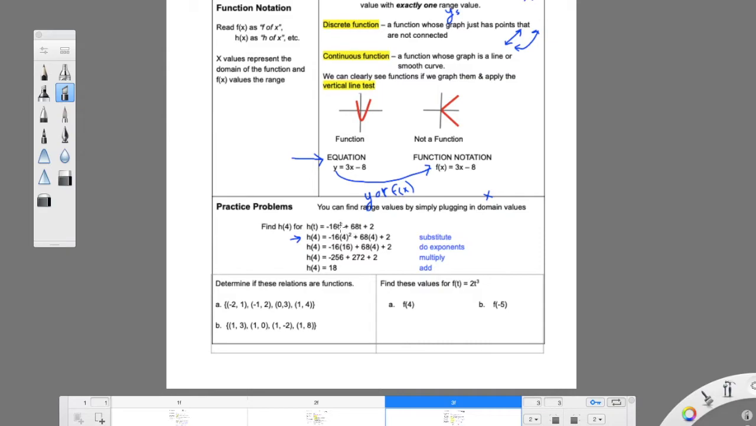So instead of t squared, I plugged in 4 here. And then plus 68 times 4. So instead of t here, I've plugged in 4. And then plus 2 in the end. So now they're going to go through and start simplifying.